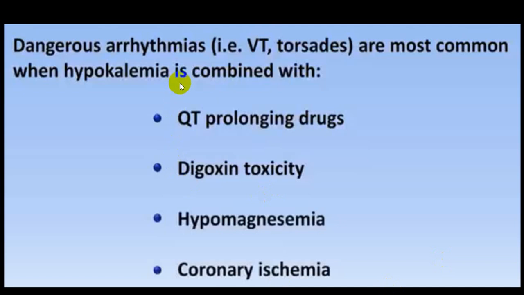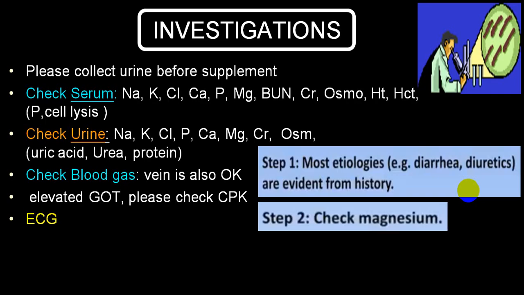Also this can exaggerate your VT and torsades de pointes, where hypokalemia will be combined with some drugs like digoxin toxicity, some drugs which prolong the QT interval, hypomagnesemia, and even in case of coronary ischemia, that can worsen complications of hypokalemia.